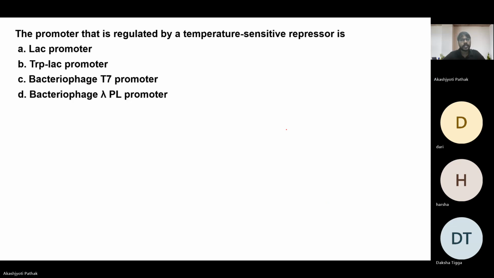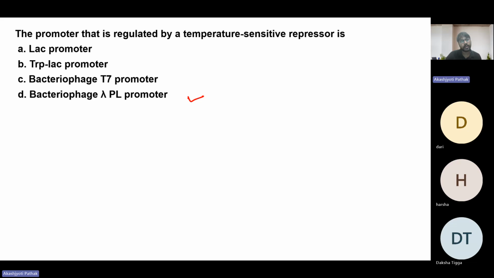Now answer this question: the promoter that is regulated by a temperature sensitive repressor. What is that? Just now we discussed it. Option D, lambda PL promoter. These things are clear, right?